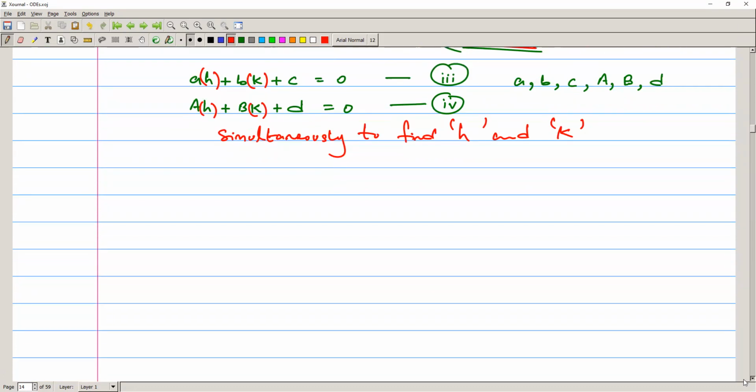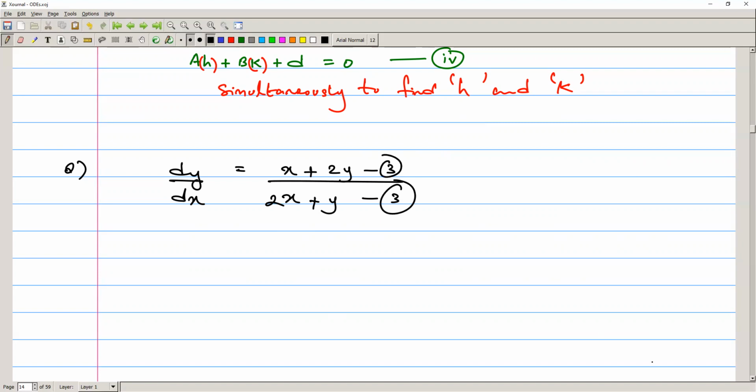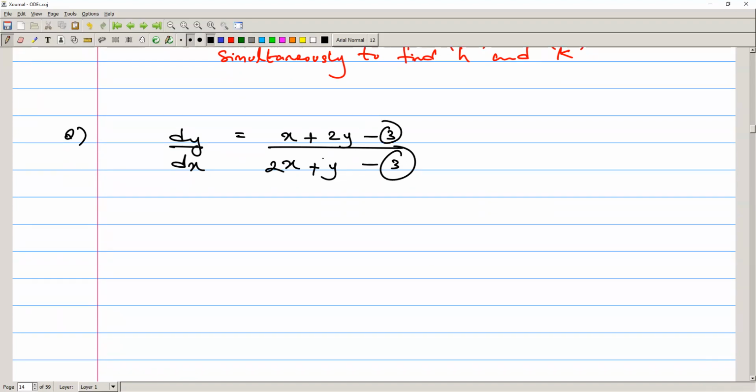Now let's take an example for practice. Say the question is given, dy over dx is equal to (x plus 2y minus 3) over (2x plus y minus 3), right? Fortunately here the two constants are equal, but it's not always the case. It may be any constants, like minus 3 here, 5, 6 or minus 7, and so on.